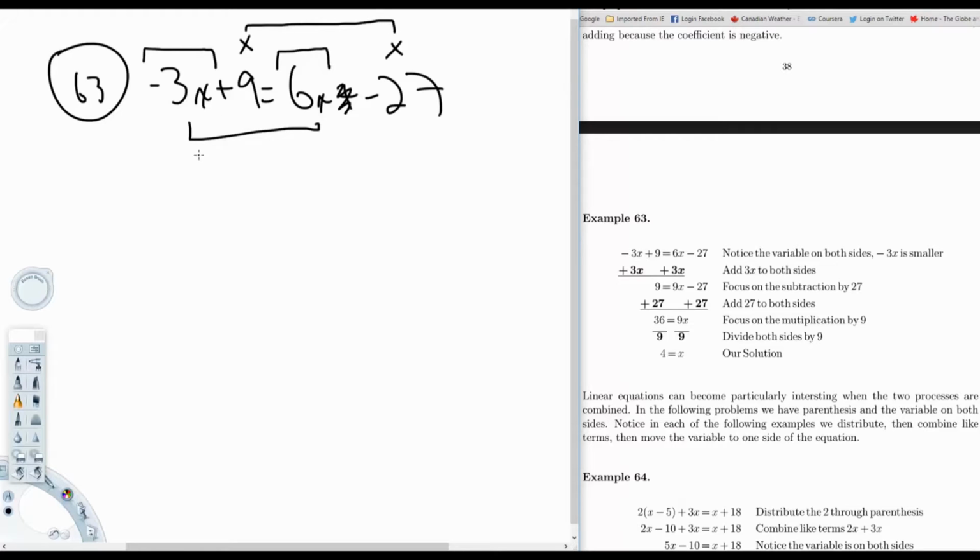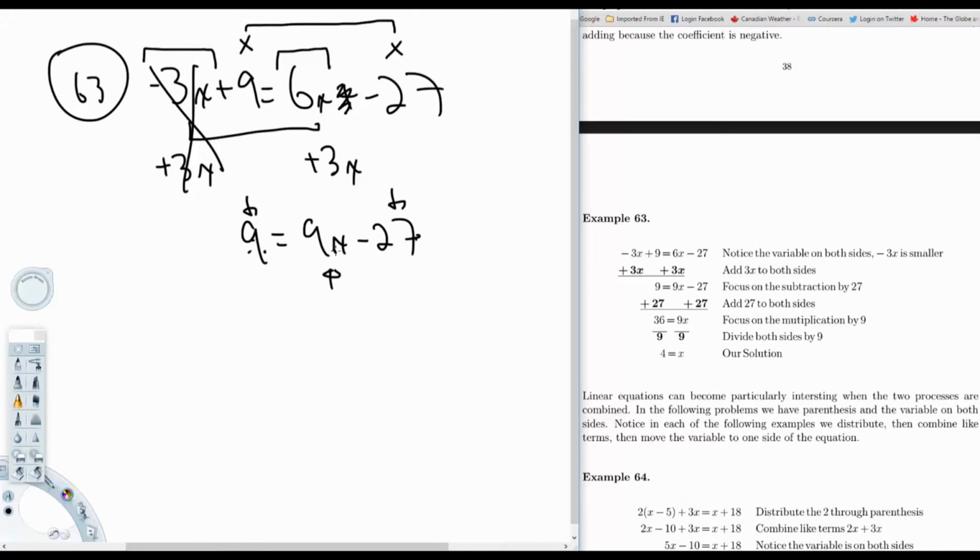Let's combine them. What they're saying to do here is get rid of the minus 3x by adding 3x on both sides. Let's do that. This cancels out. We get 9 equals 6x plus 3x, which is 9x, minus 27. And then, of course, let's look at what we have left. This is a term. These are like terms. These are both numbers without any x at the end of it.